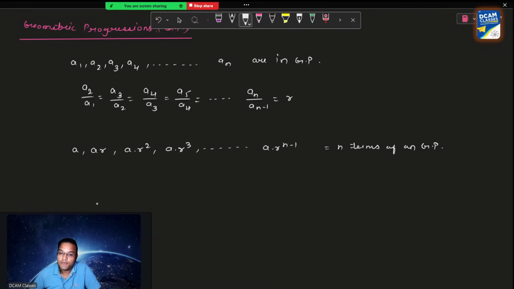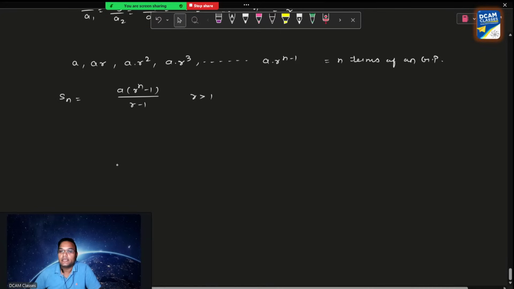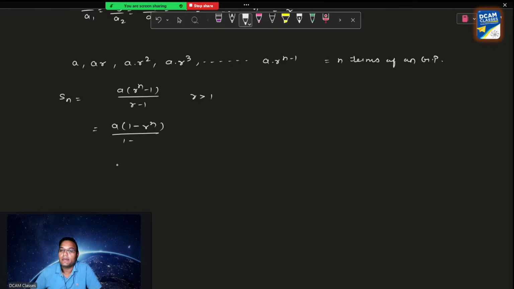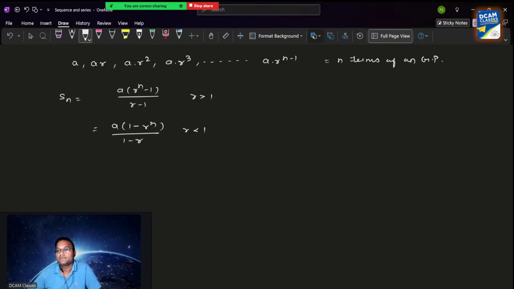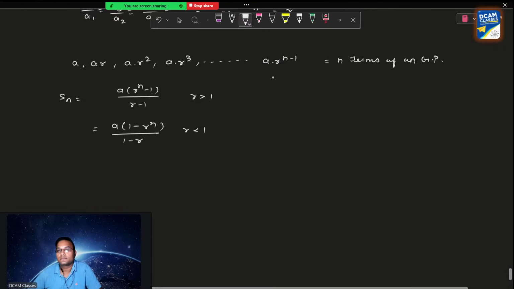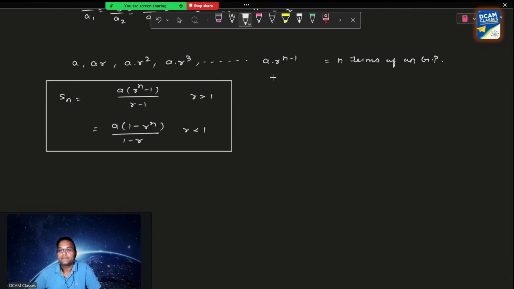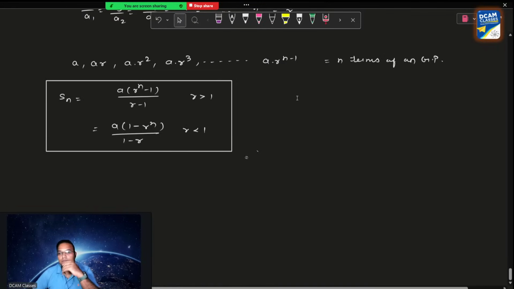For this, if I talk about the sum, S, the sum of the n terms is given by a into r power n minus 1 by r minus 1 if r is greater than 1, and a into 1 minus r power n by 1 minus r if r is less than 1. This is the sum formula. Clear? No doubts?